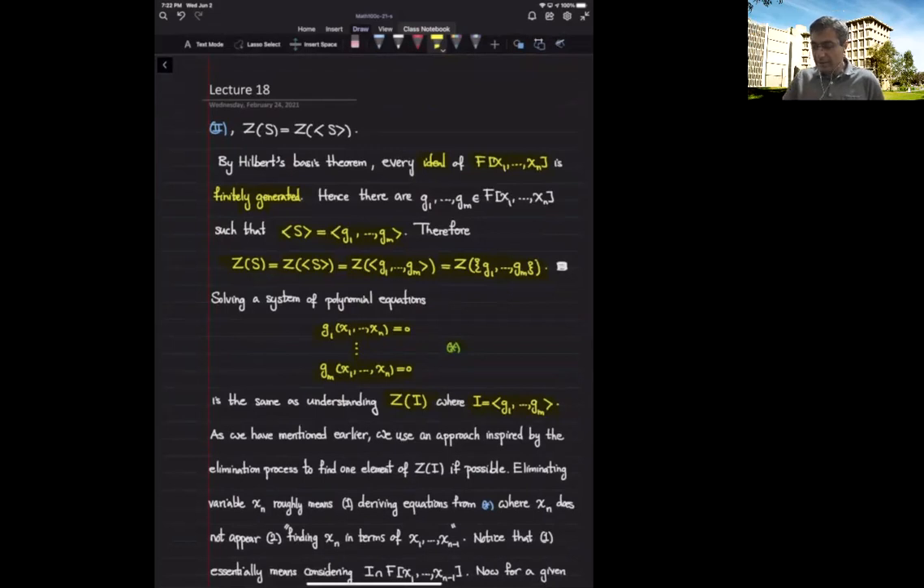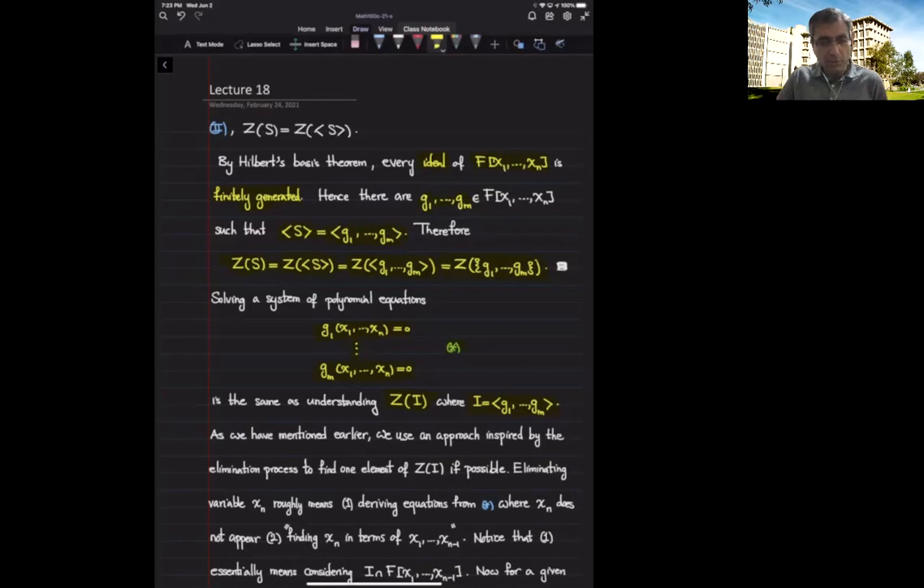So I can find some g_i's inside the ring of polynomials, in fact, in the ideal generated by S, so that I end up getting the same ideal. Now, the set of zeros of S is the same as the set of zeros of the ideal generated by S. That ideal is the same as the ideal generated by the g_i's, and the set of zeros of the ideal generated by the g_i's is the same as the set of zeros of the g_i's. So that means I can choose only finitely many elements to get the same set of zeros.